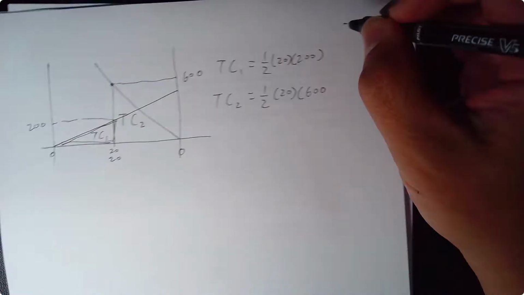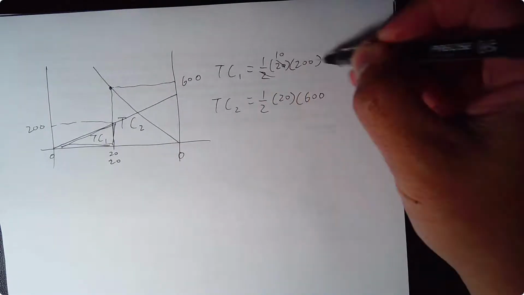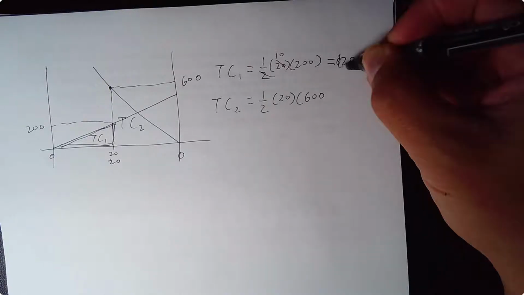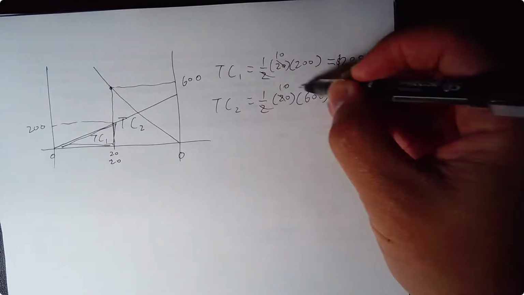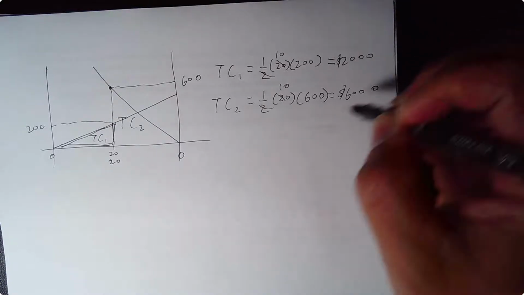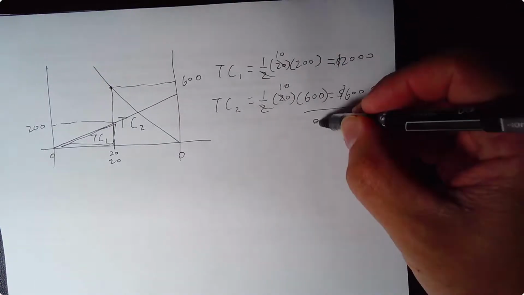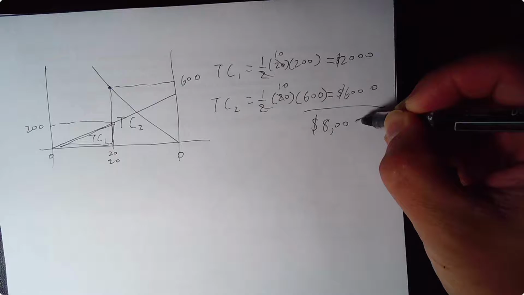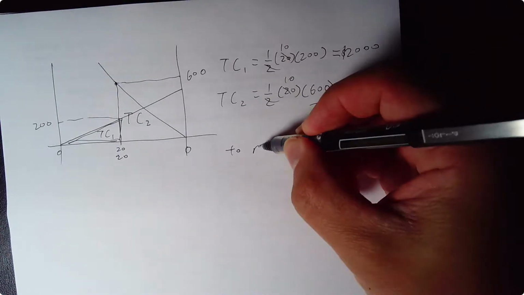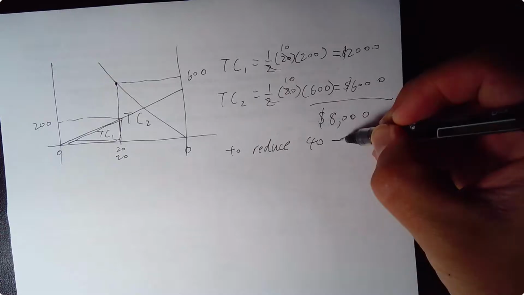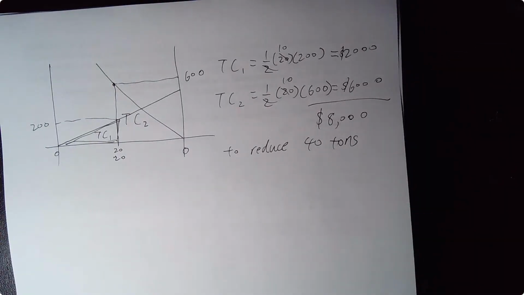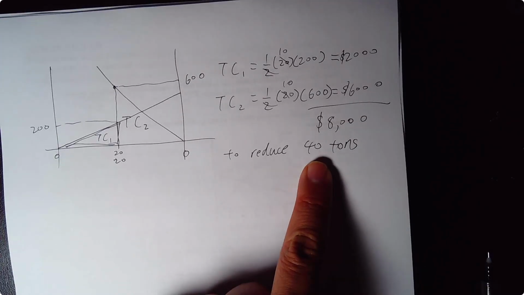Okay, so here we can do this math quickly. That'll be $2,000 total cost for firm 1, and for firm 2, that will be $6,000. So under the emission standard, to reduce 40 tons, it costs the industry a total of $8,000. So let's see if we introduce a pollution permit system, whether we can reduce the same amount of pollution, 40 tons, but at a lower cost to the industry.